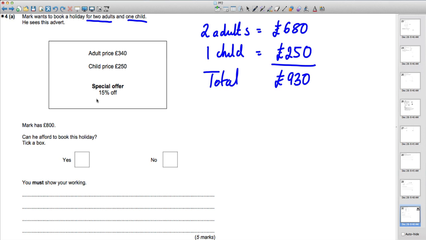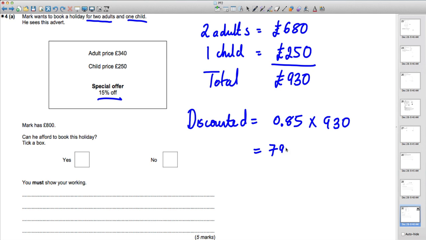But you've got a 15% discount, so the discounted price would be 0.85, that's a percentage multiplier to reduce something by 15%, times 930, which would be equal to £790.50. Do remember to write 50 like that. So can he afford it? Yes, he can afford it, and just leave it like that.